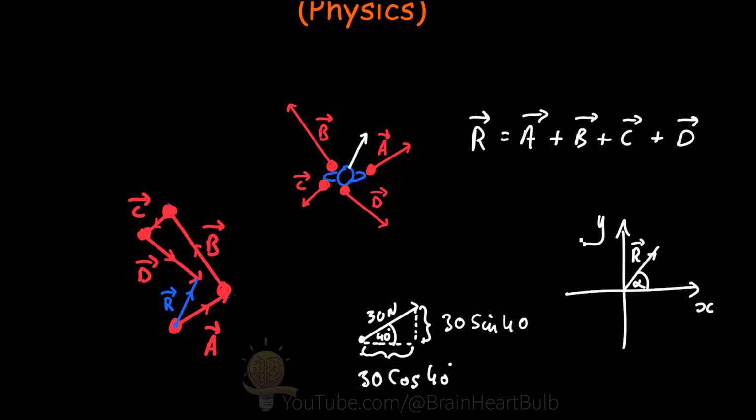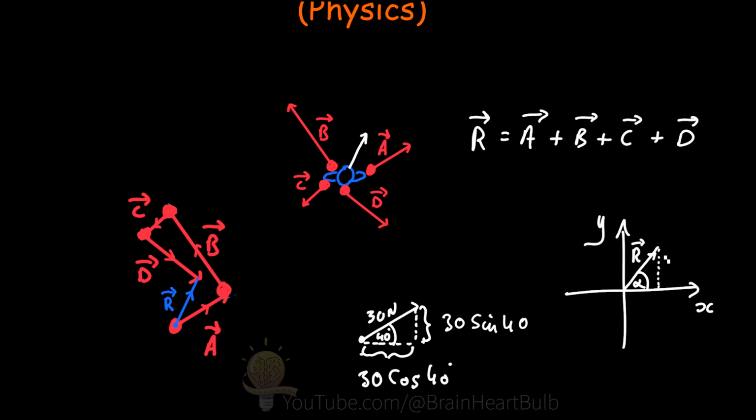But what we can actually do when we break up each of these vectors into its x and y components, we can add these x and y components together for every single vector and obtain the x and y components for the resultant vector. If we've got the x and y components for the resultant vector, we can find out the angle of the vector in relation to the x-axis and its size using Pythagoras' theorem.